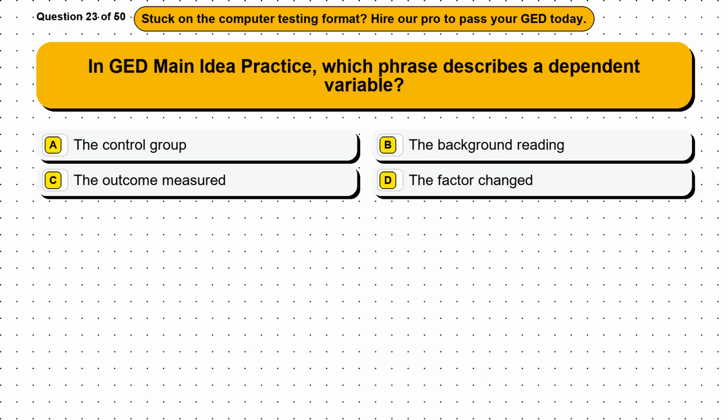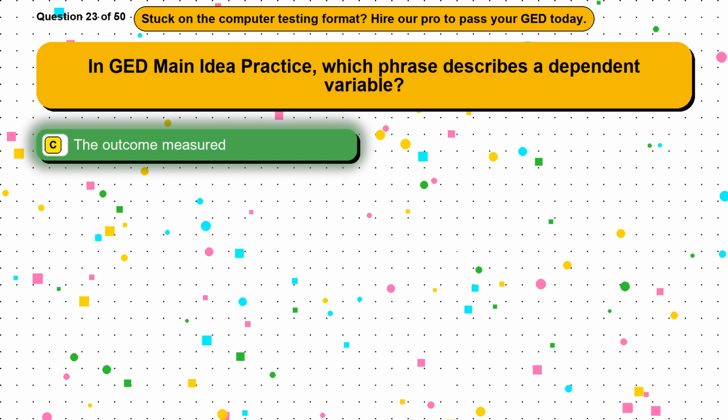Question 23. In GED Main Idea Practice, which phrase describes a dependent variable? Option A, the control group. Option B, the background reading. Option C, the outcome measured. Option D, the factor changed. The correct answer is option C.